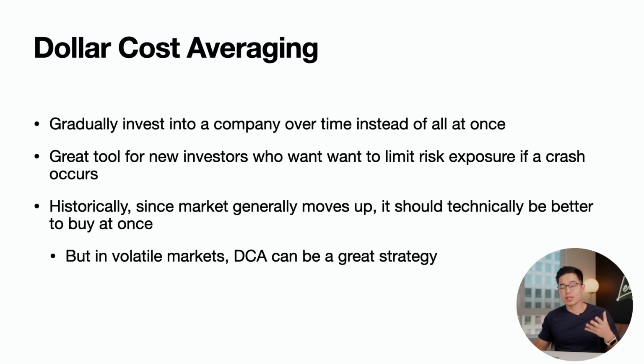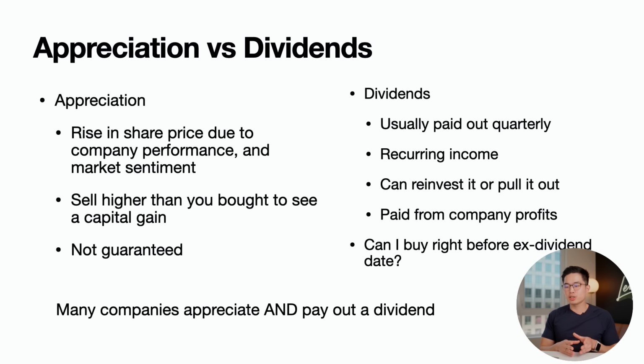Historically, since the market generally moves up, it should technically be better to buy all at once. But in volatile markets, dollar cost averaging can be a great strategy. Right now, there is a lot of volatility, so that's why I always recommend dollar cost averaging as a good technique. Now let's talk about appreciation versus dividends.